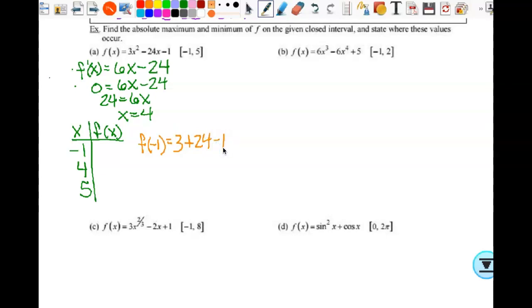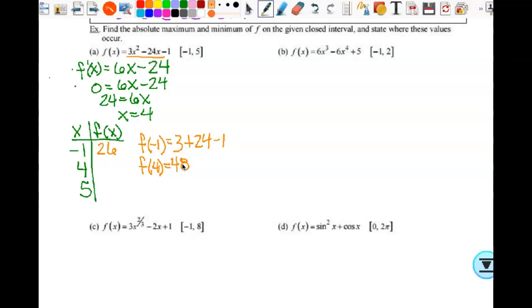Right? So if I put all that together, what do I get? 26. So this is 26. Then I'm going to do f of 4. And if you have to write more stuff down, that's fine. So 4 squared, when I substitute it in here, is 16. 16 times 3 is 48.